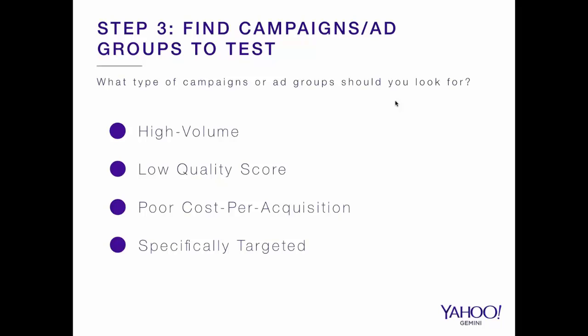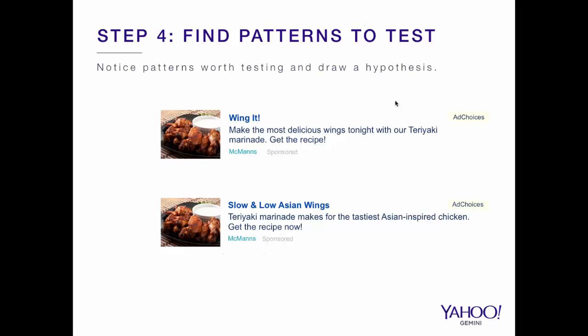So the point again here isn't that you should pick any of these. It's just whichever one you do pick, or if there's another type of campaign or ad group you want to test, make sure that you focus on that and you know that's what you have in mind, and you don't mix your metaphors and have one high volume ad group and one that may have a low quality score but doesn't have high volume, because then it's not going to be an apples to apples test.